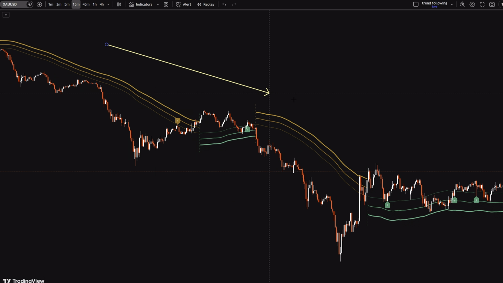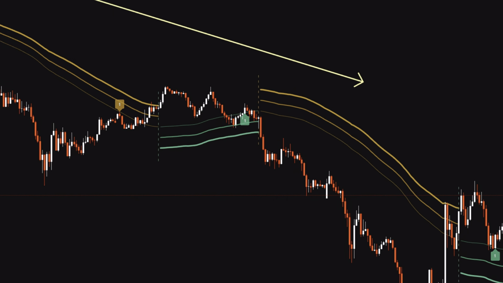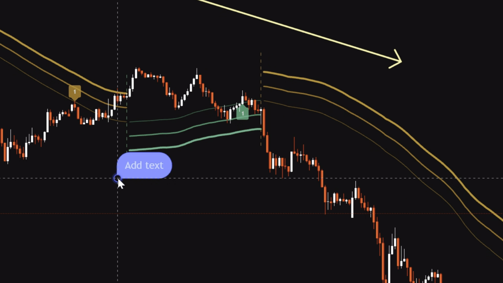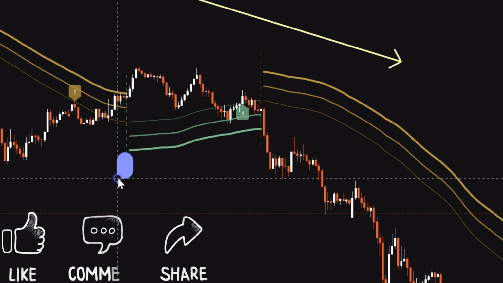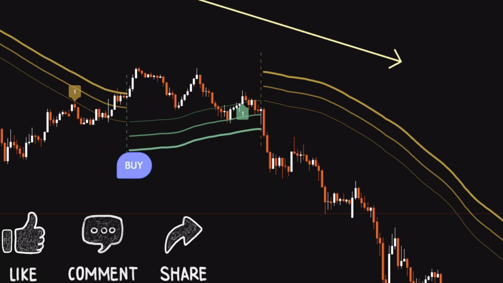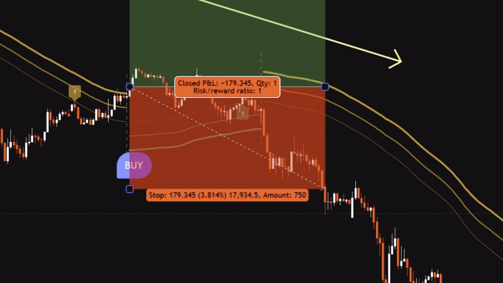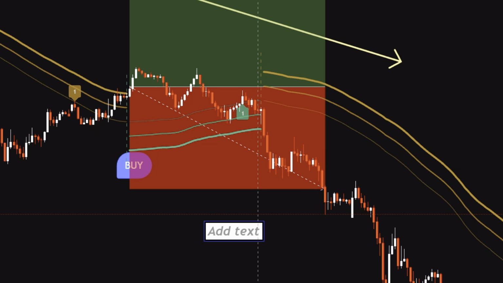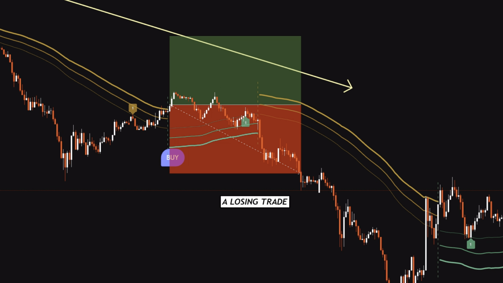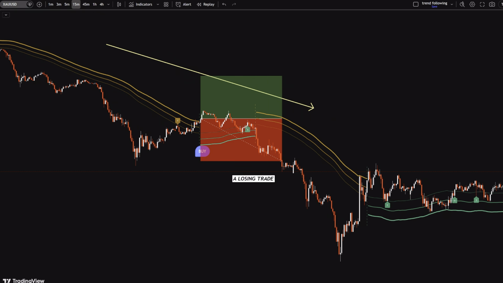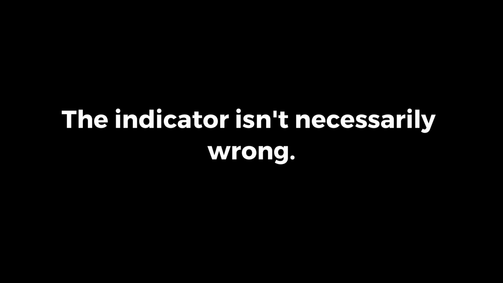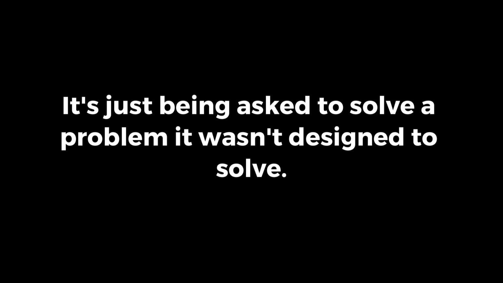Check out the screen. The market is trending lower. A temporary rally pushes price upward. The indicator reacts to that movement. Some traders immediately assume the market has become bullish, but the larger bearish trend may still be intact. The rally may simply be a pause before another move lower. That's why blindly following color changes often creates frustration. The indicator isn't necessarily wrong. It's just being asked to solve a problem it wasn't designed to solve.